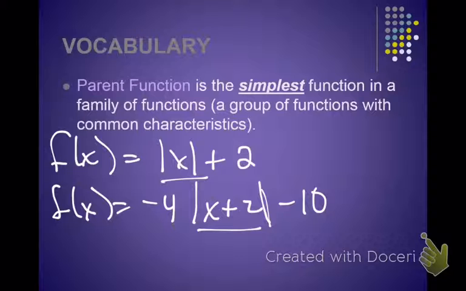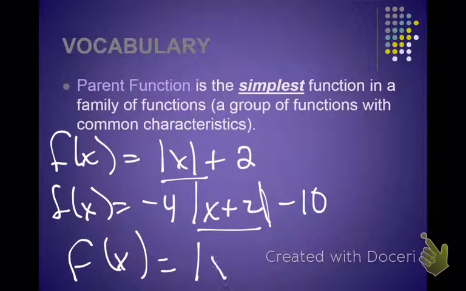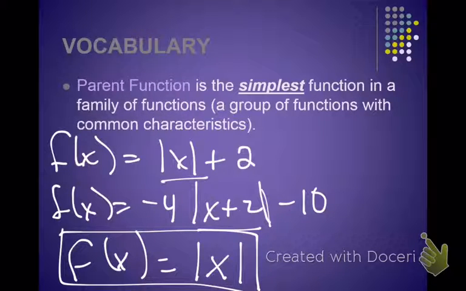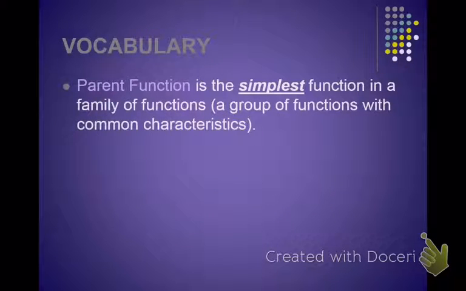They have very common characteristics. They both have absolute value bars in them. What you'll learn later is that when you graph absolute value functions, they'll look like a V. They both will. Okay? But the parent function for this family would look like this. This is the very basic, the most simplistic absolute value function there is. And so this is your parent function. That's what I mean by a parent function. It's just the most basic form of a function.